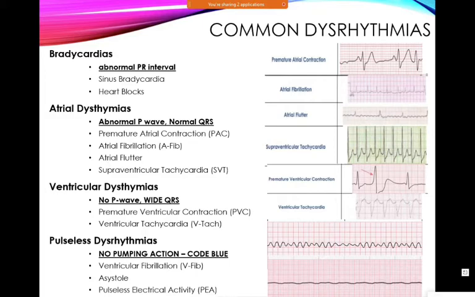And we're going to make a table for each one of these. So not for each rhythm, but for each section. So there's going to be 4 tables, basically. There's going to be all the Brady's, they're all treated the same. All the atrials, they're all treated the same. All the ventricles, they're treated the same. And all the pulseless ones are treated the same.